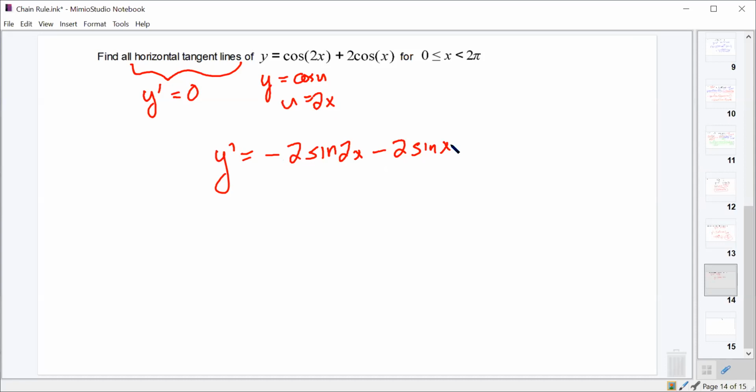All right, what do we need to do with that? We need to set it equal to 0. And what can we divide everything by? Negative 2. So we have sine 2x plus sine x equals 0. And how do we solve that trig equation?